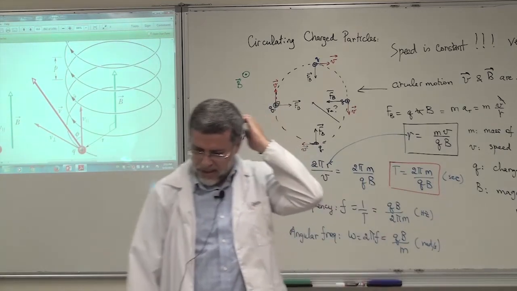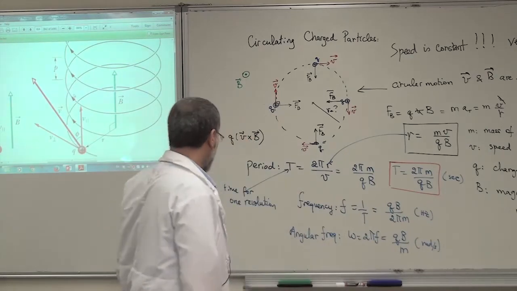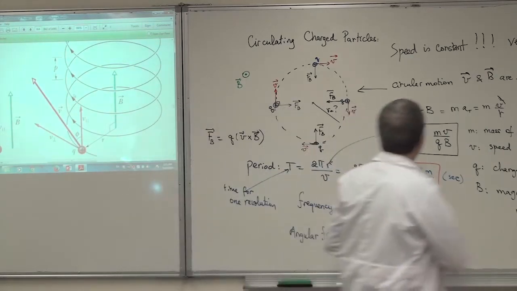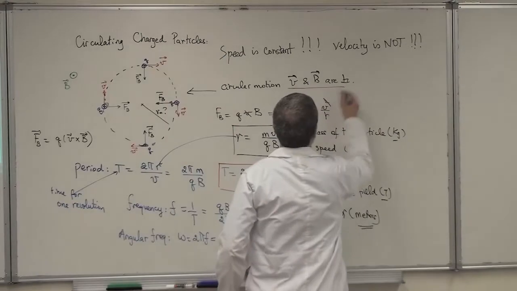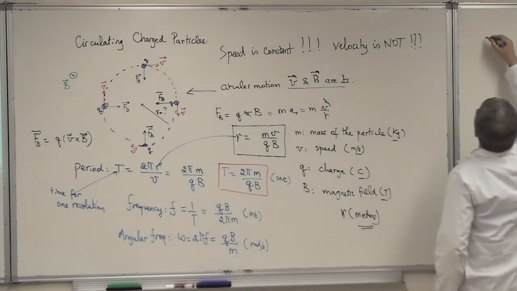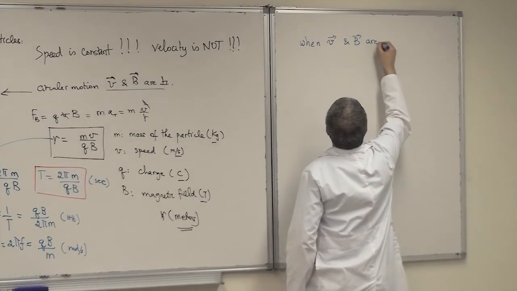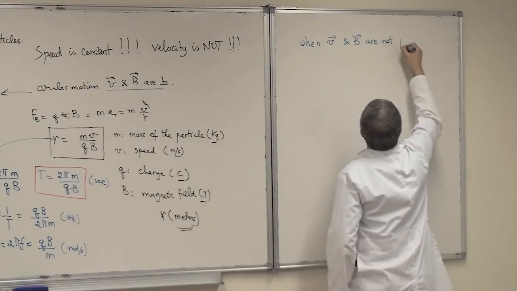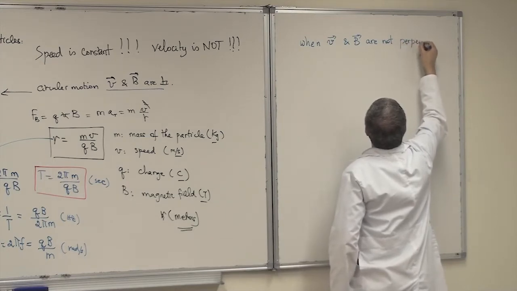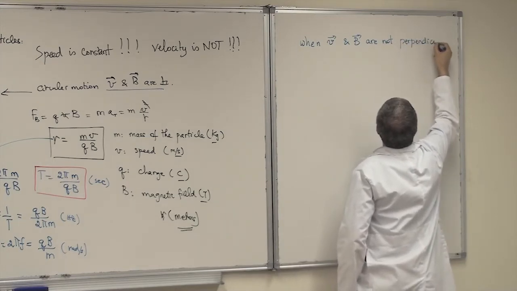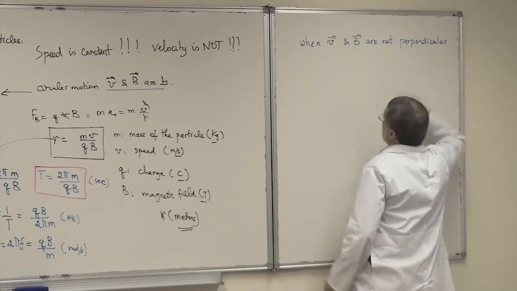Now, let me discuss with you something. What happens when B and V are not perpendicular? So there is an angle phi between them, okay?